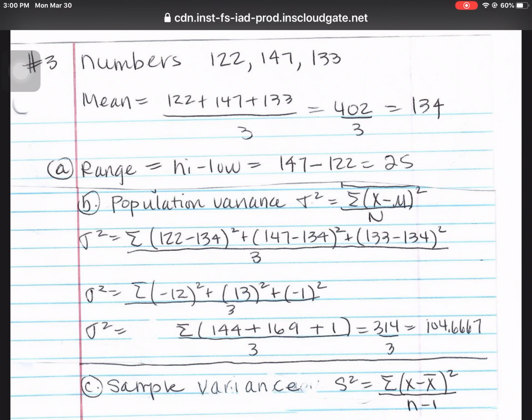The thing that looks like an E is the sigma, which means to add. 144 plus 169 plus 1, and then divide by 3. Okay, we'll talk about rounding in a separate document.